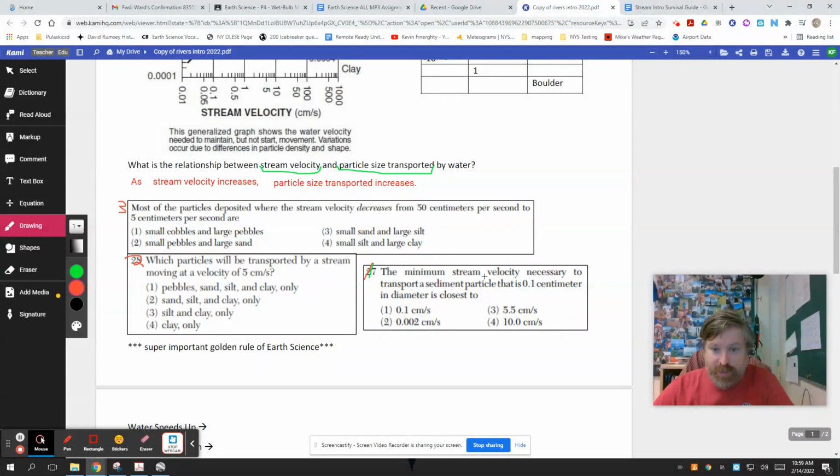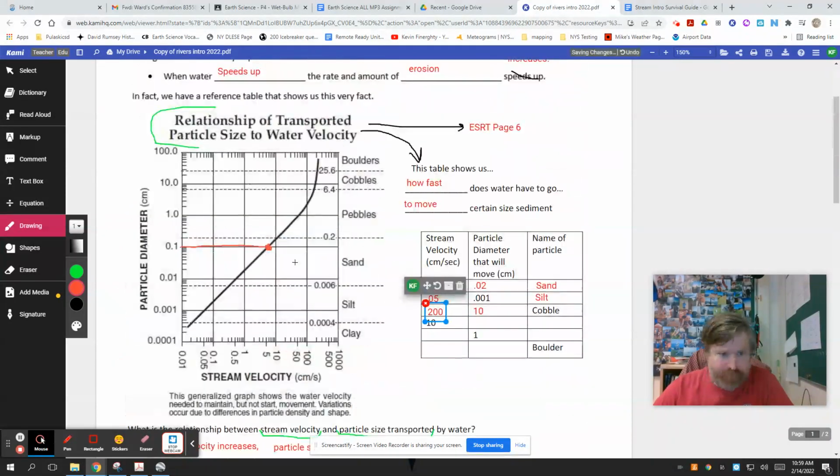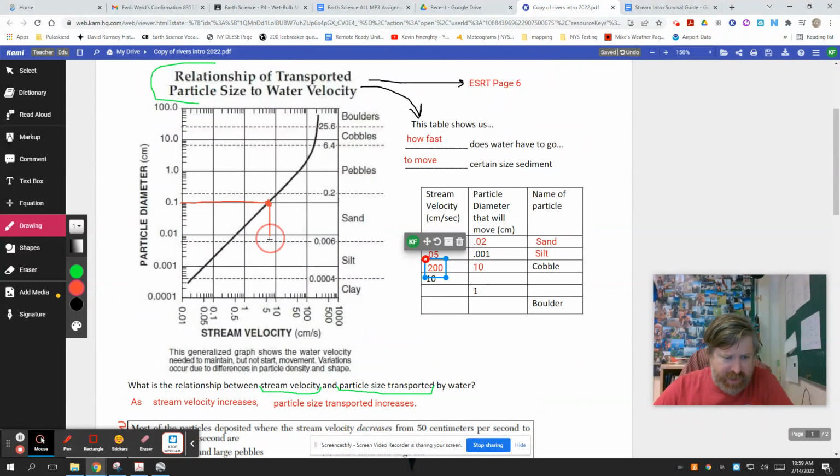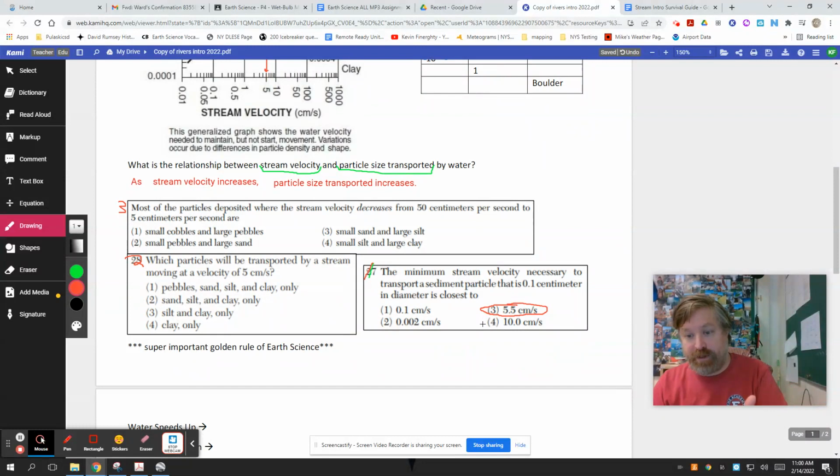This one I think is the easiest. The minimum stream velocity to transport a sediment particle that is 0.1 centimeters. So 0.1 centimeters, we're right here. I need that spot. And they're looking for a speed. I come down here. It's somewhere in the ballpark of 5, which you can see. The regions tend not to make the answers too close together. Sometimes a little bit, but this one very clearly, there's nothing even close to 5.5. So I'm pretty comfortable saying that.